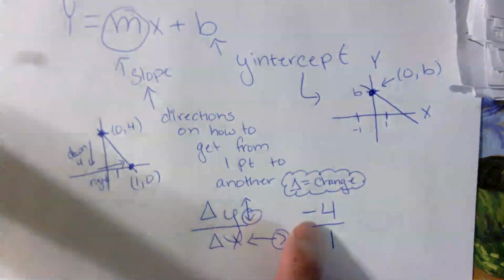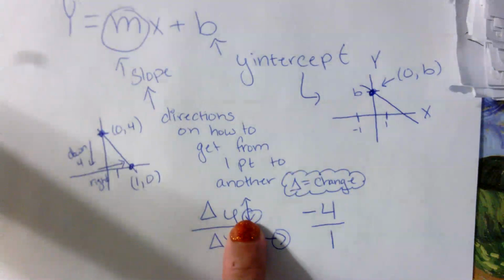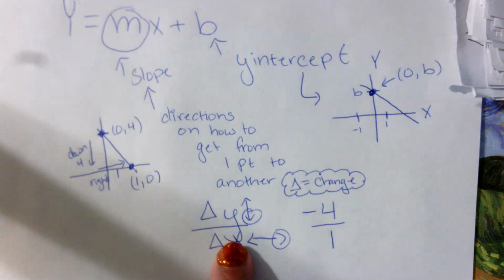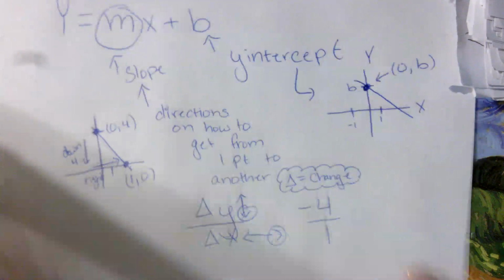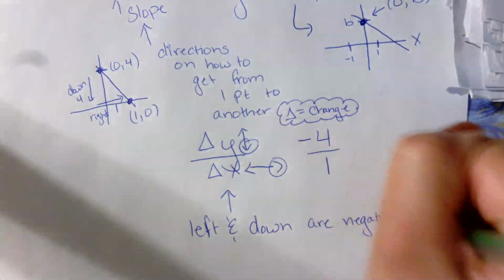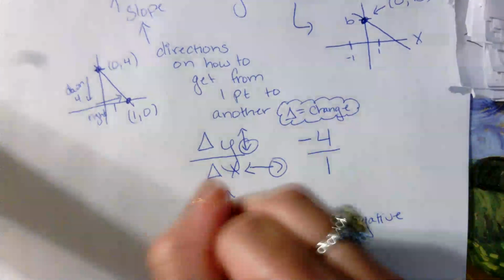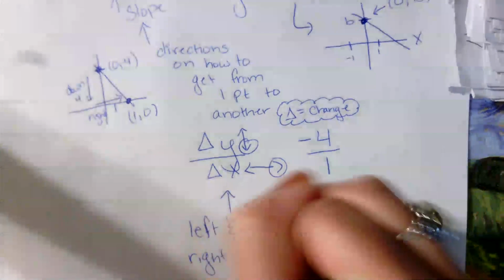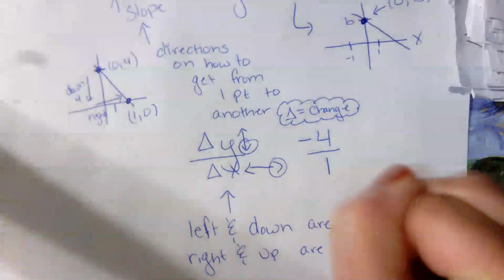Down from my x-axis means negative, up from my x-axis means positive, left from my y-axis means negative, and right from my y-axis means positive. If you're going to forget that, write it down. And you know what? You're a human, so we're going to write it anyway. Left and down are negative, and right and up are positive.